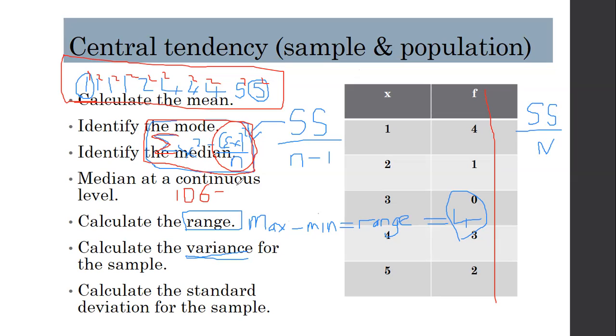Okay, let me attempt. I think that is the sum of the values. You add all the values. That is 1 plus 2 plus 3 plus 4 plus 5. But we have 4 ones. So that is incorrect. So we are adding these scores.